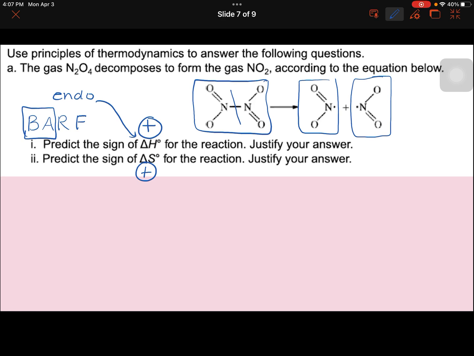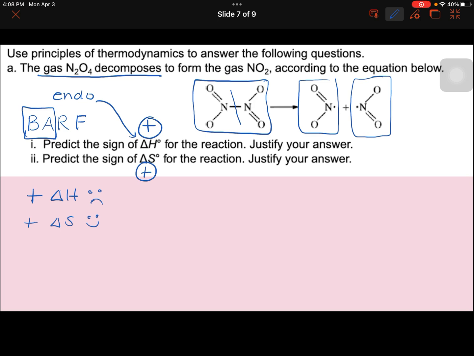Now, for this process, it's saying the gas decomposes. So this reaction is happening. So if it's happening, that means it happens to be thermodynamically favorable at whatever temperature they're dealing with. So that means, thinking back to what our sign situation was, a positive delta H is not favorable. A positive delta S is favorable.